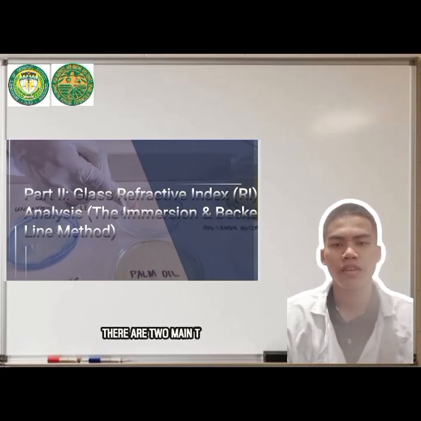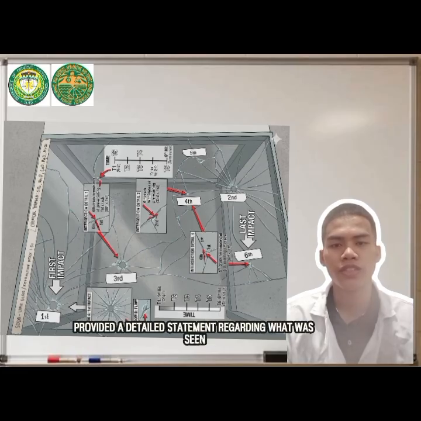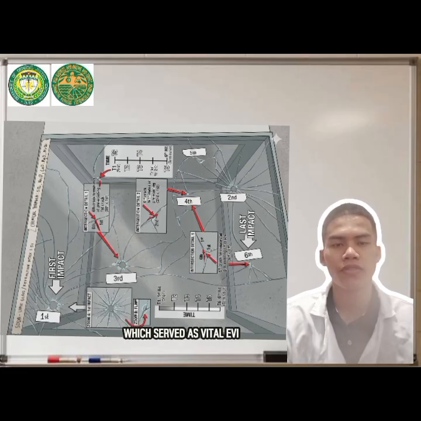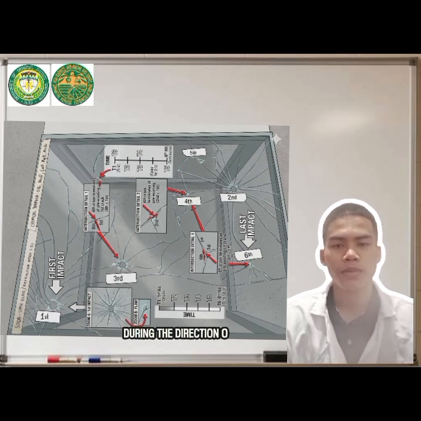There are two main types of cracks. The radial fracture cracks spread outward from the point of impact, while the concentric fracture cracks form in a circular pattern around the impact. The radial fracture comes first, while the concentric fracture forms afterward. By studying this fracture, forensic scientists can determine the direction of the impact.